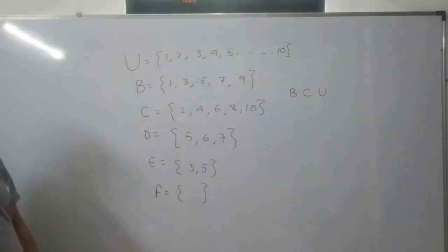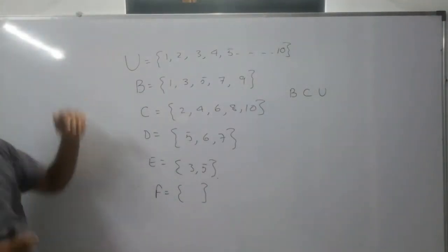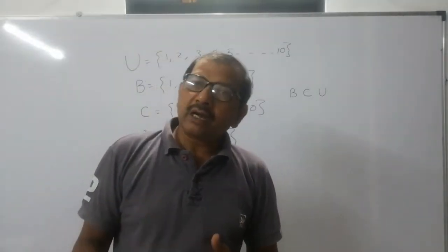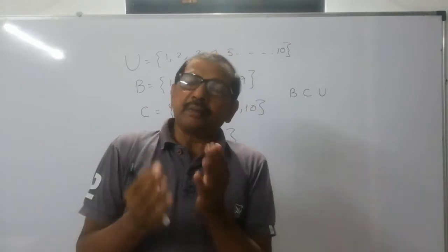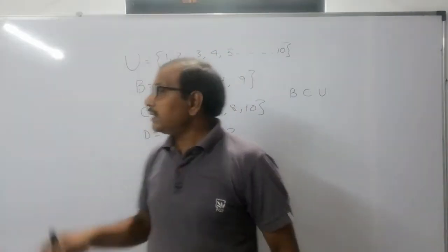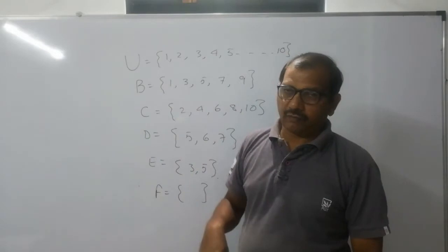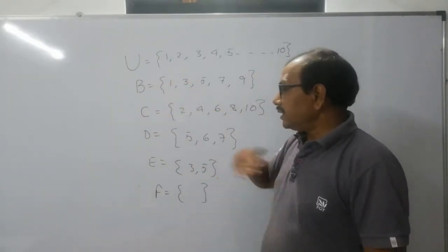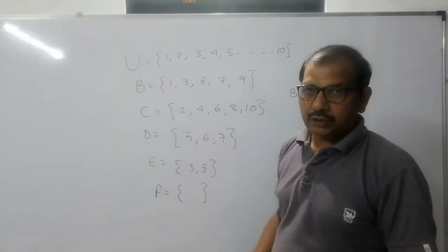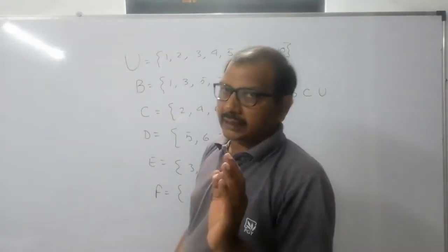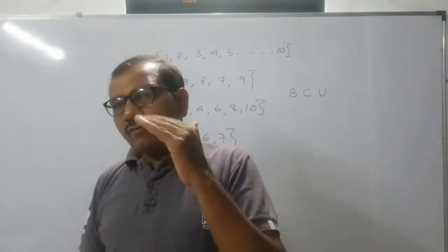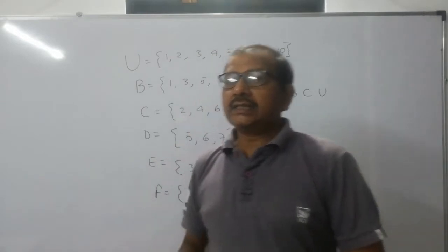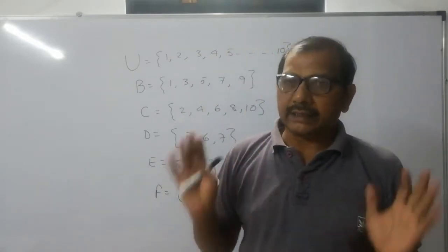Then और एक relation है, every set including universal is a subset of itself. हर एक set अपना ही set, अपने से ही अपना ही set का subset होता है. Every set is a subset of itself. Say B is a subset of B, C is a subset of C, D is a subset of D, something like this one, right. So every set is a subset of itself. Every set is a subset of universal set. Empty set is a subset of all other sets.